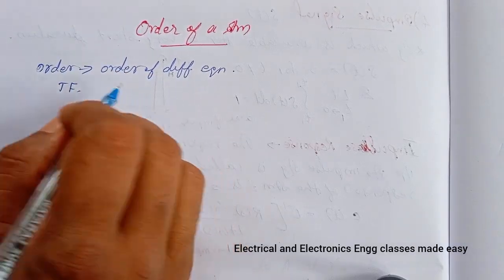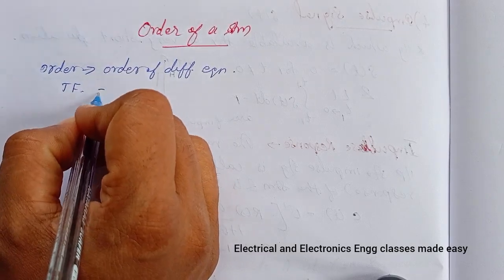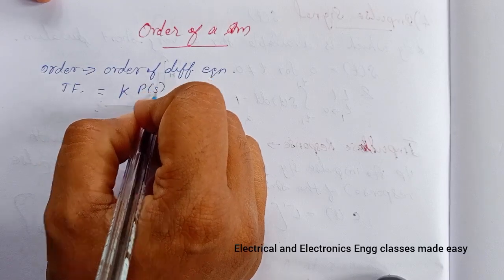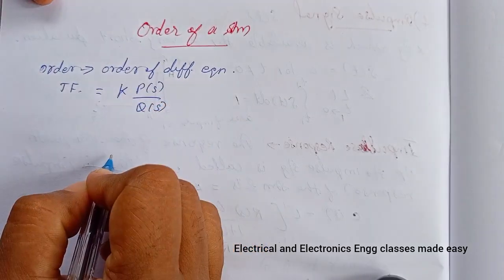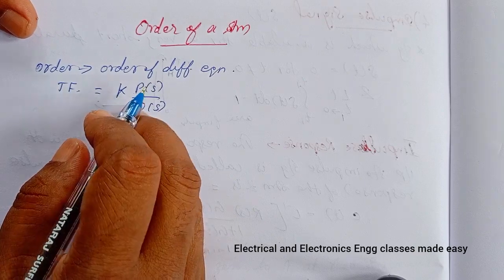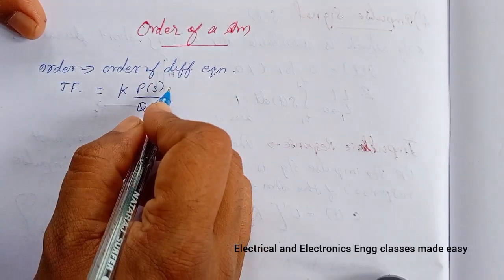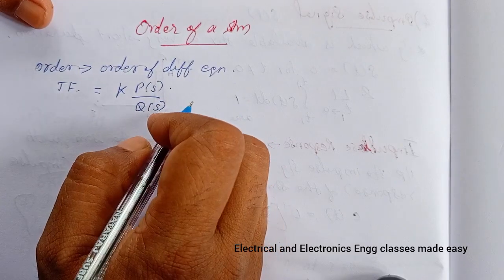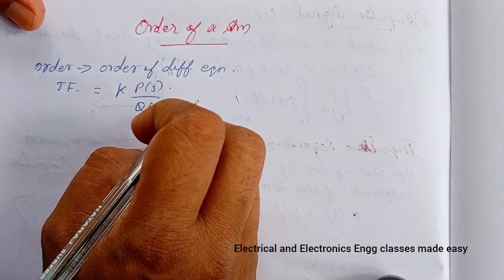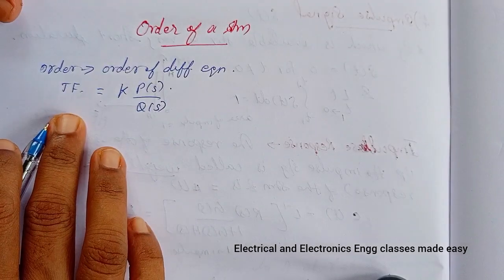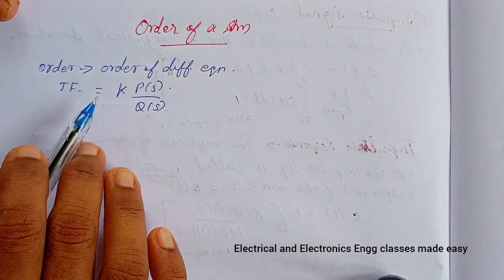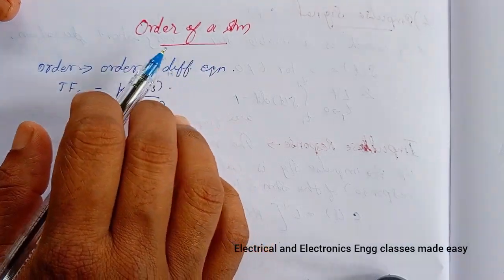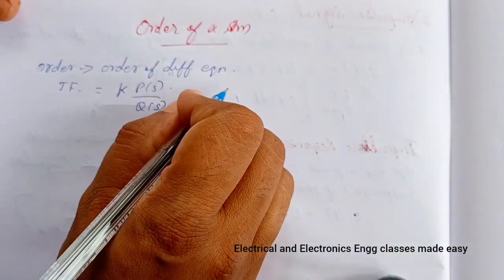So, let the transfer function be k into p of s divided by q of s, where k is the constant and p of s the numerator polynomial and q of s the denominator polynomial. And the input and output relationship of a control system is expressed by the differential equations.